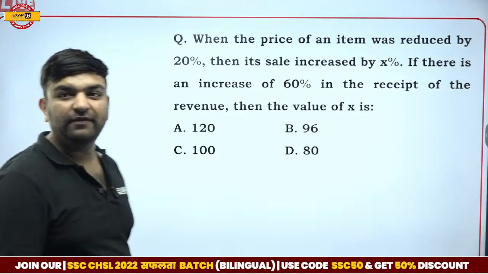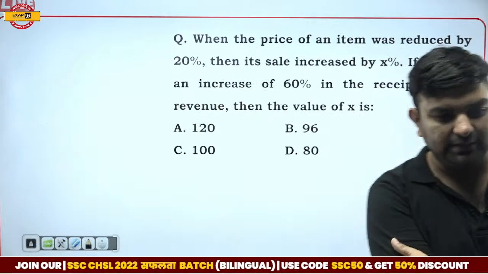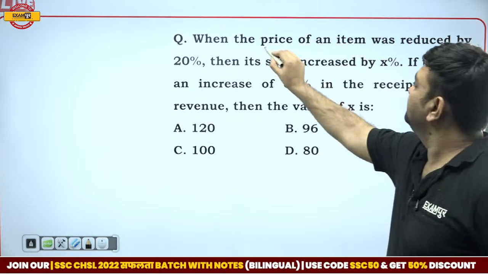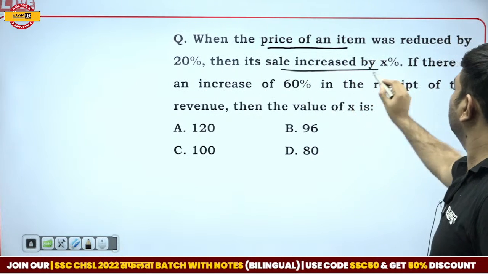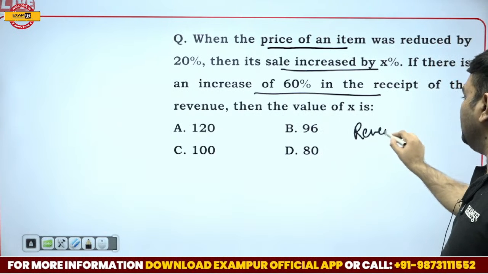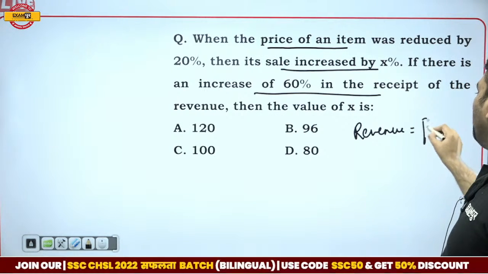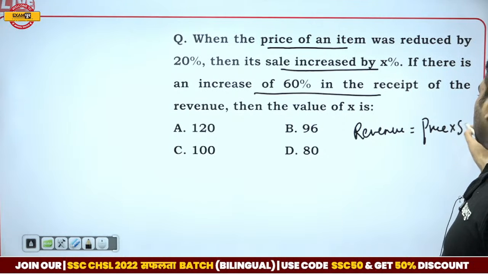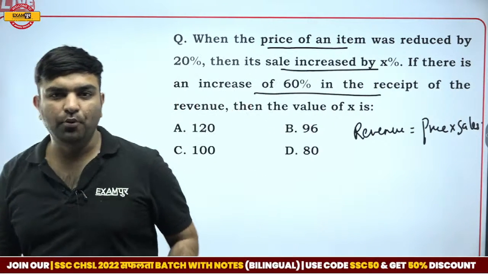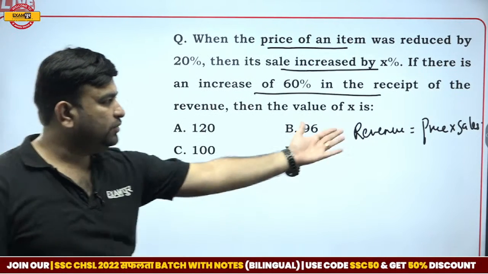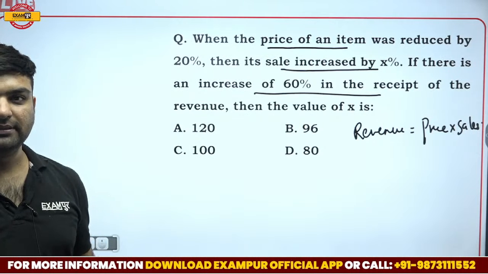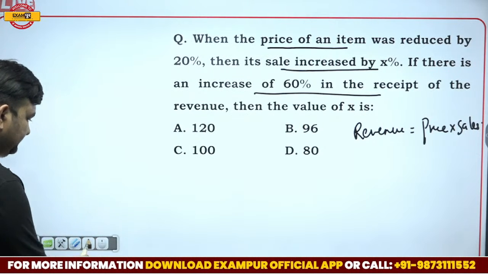This is from the previous, I think. Price, sales, revenue. Revenue is also price into sales. So this question is over the product one only, guys. Revenue is also equal to price into sales. So this is already based on that.